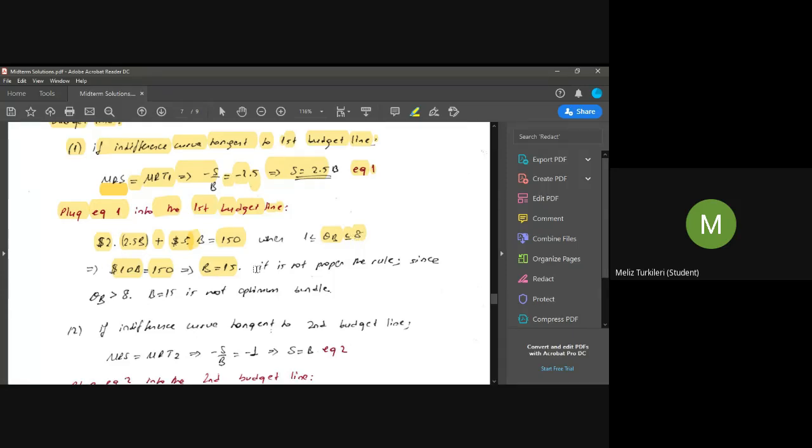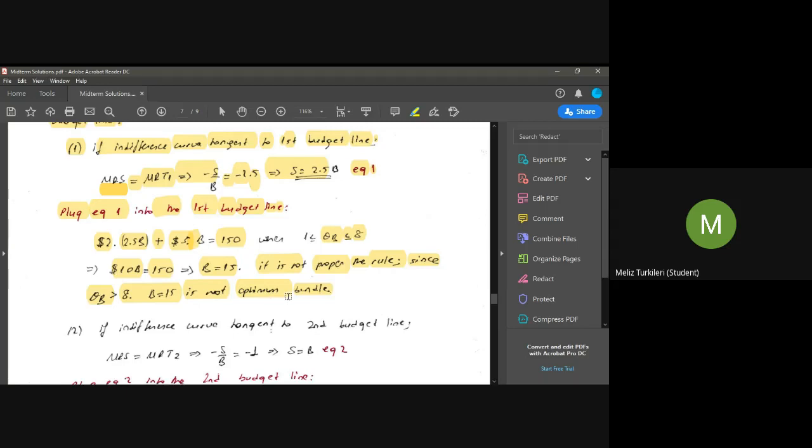So it is not proper for our rule, since the quantity of bags in the equilibrium is higher than 8. Then B equal to 15 cannot be our optimal bundle. What does this information give us? What should we think about this?